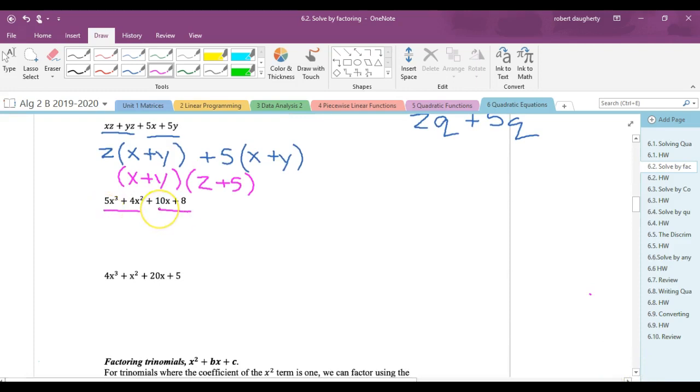Factor by grouping, the only method I have for when I see these four things. What do the first two things have in common? X squared. So this is X squared times 5X plus 4, plus, what do the next two things have in common? 2, times 5X plus 4. So what is this final factorization? Yeah, so 5X plus 4 times X squared plus 2.